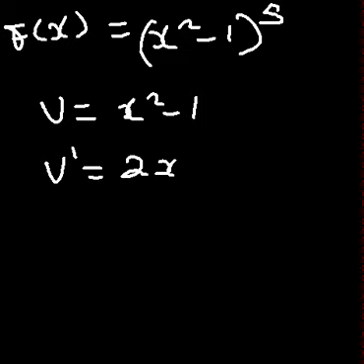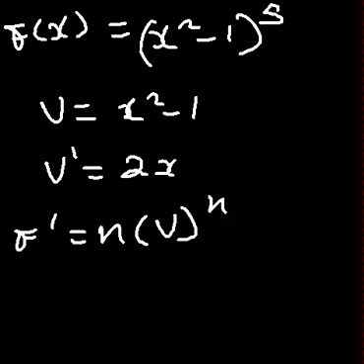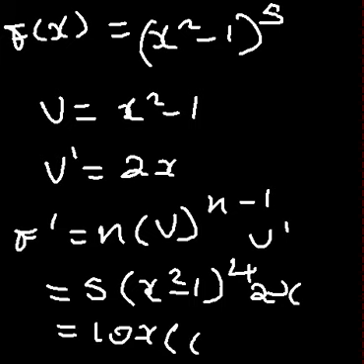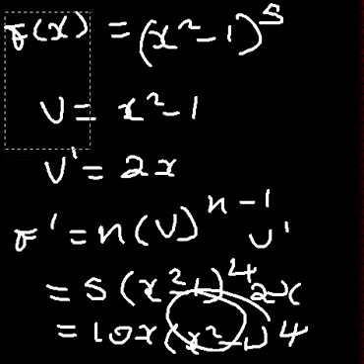Now what is the formula for the chain rule? We'll have f of x prime being given as n times v to the power n minus 1 times the derivative of the inner function. That will be given as 5, x squared minus 1 to the power 4, times the derivative of the inner function, which is 2x, and this is the same as 10x times x squared minus 1 to the power 4. Now that is the derivative in that nature.